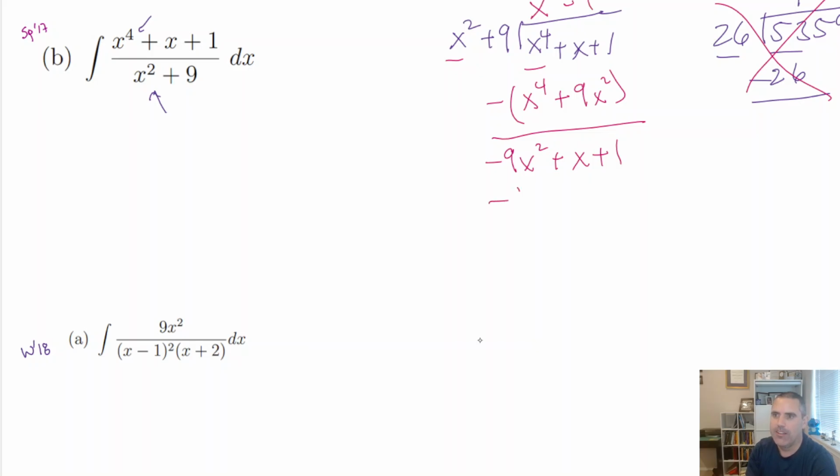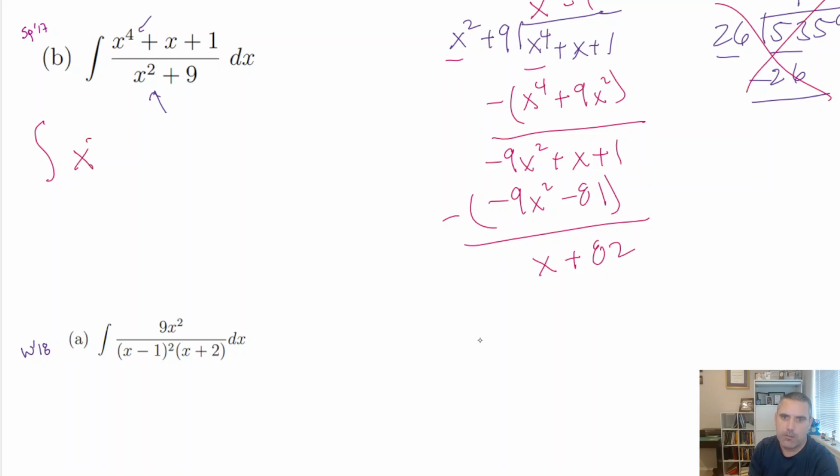Negative 9x squared minus 81. You say, what is he doing? I'm doing the same thing I do when I do long division. Okay, let's subtract. You don't have to make sound effects, but it makes it more fun. When do you stop? Well, when the power gets smaller. And what's the conclusion? The conclusion is it went in this many times, and this was what was left over.